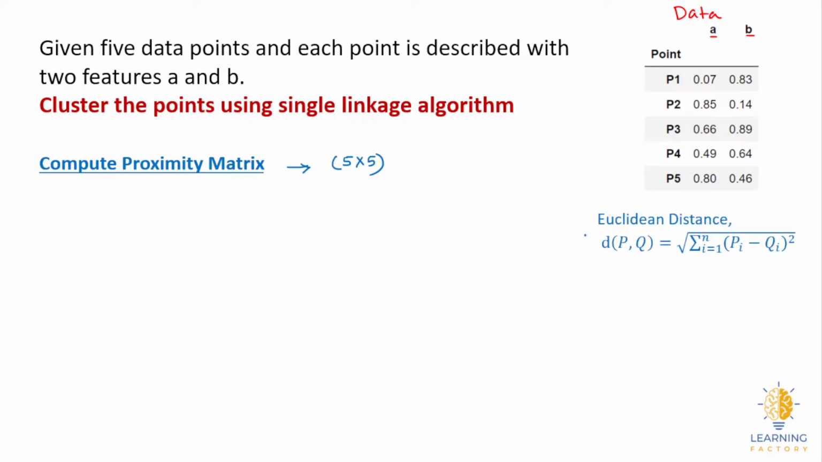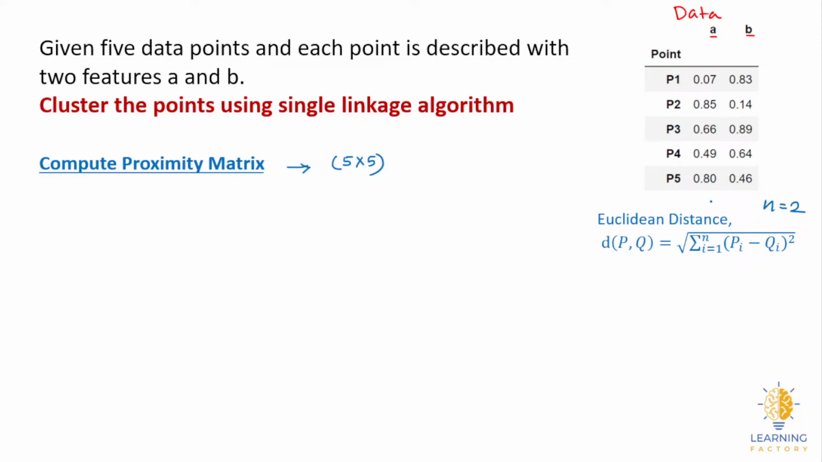To compute the distance between data points, we will be using Euclidean distance. The Euclidean distance between two data points P and Q is given as the square root of the summation from i equal to 1 to n of (Pi minus Qi) squared, where n is the total number of features. In our case, the number of features n equals 2.